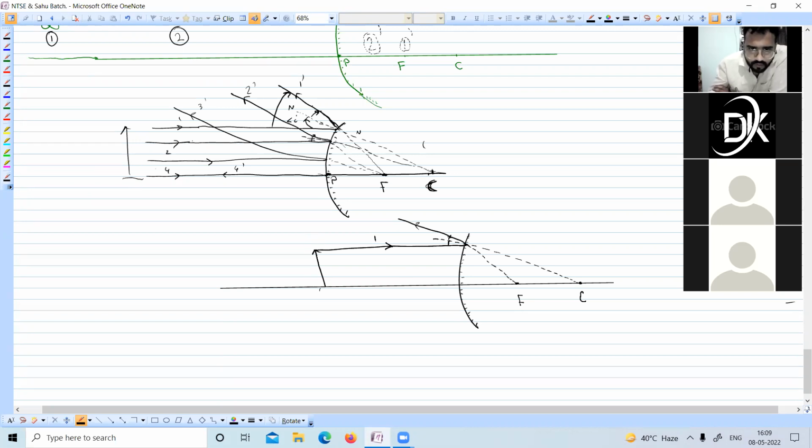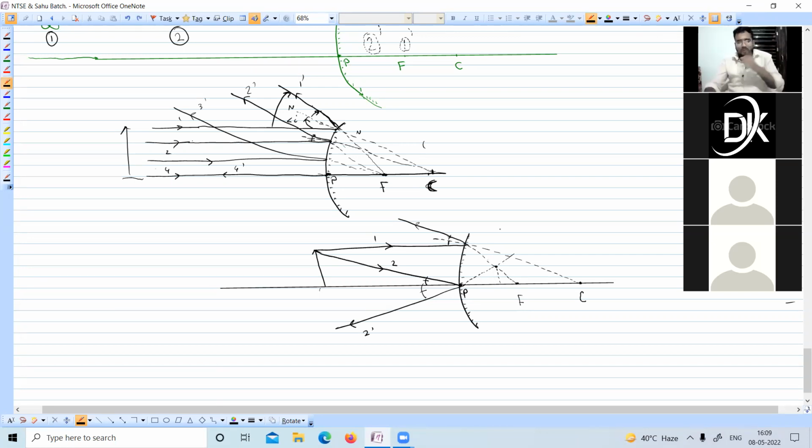Now we take another ray, ray 2, which intersects at the pole, and this is the angle of incidence, angle of reflection. This is what we are getting, 2 dash of the incident ray 2. Again, we produce it back. What we found, where it intersects, at this point it intersects. This is 1 dash and this is 2 dash, virtually produced.